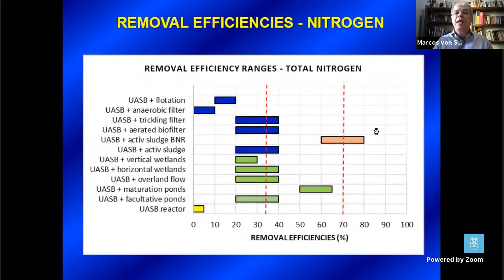If we are talking about removing total nitrogen, so all forms of nitrogen, most of the treatment processes will lie in the low removal efficiency range, starting to be intermediate. Very few processes are capable of achieving high removal efficiency. I put here, for instance, activated sludge with biological nutrient removal. Okay, so it's not easy to remove total nitrogen.